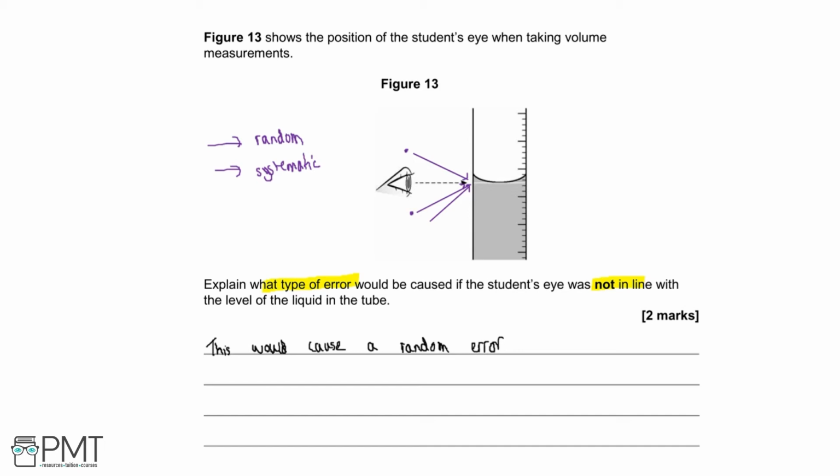And our second mark comes from saying that this is because the level at which the student reads the volume will be different each time. Like I've drawn with purple lines, it will be different. For example, one time it could be this first one, the next time it could be reading below the line, and so it's unpredictable. The student will have a different position every time relative to the liquid.